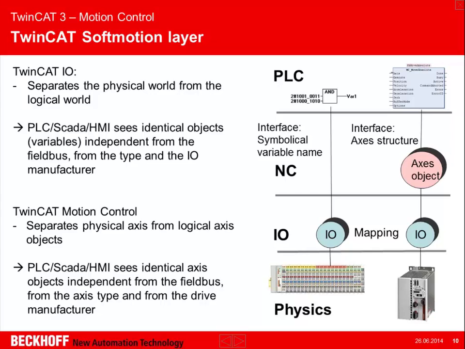And of course, from the HMI side, via ADS or via OPC, you always see the variables. You do not know on which field bus the variable is connected to which physical device. And it's the same on the motion control side. An HMI programmer always sees a logical axis, which is then connected to a physical axis.